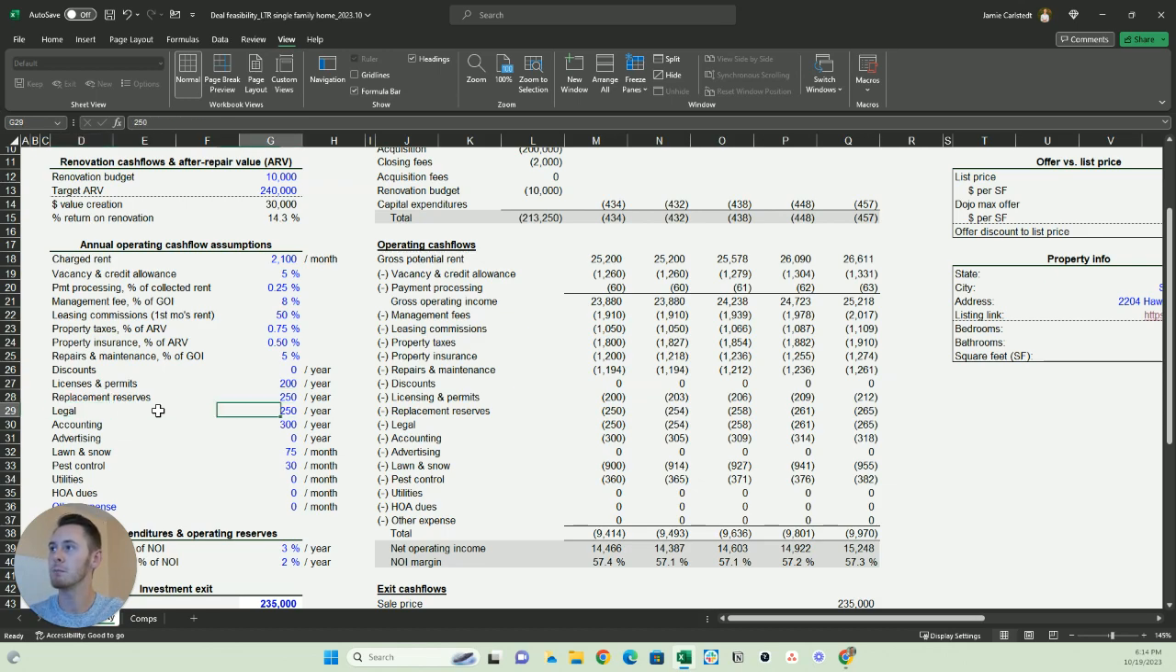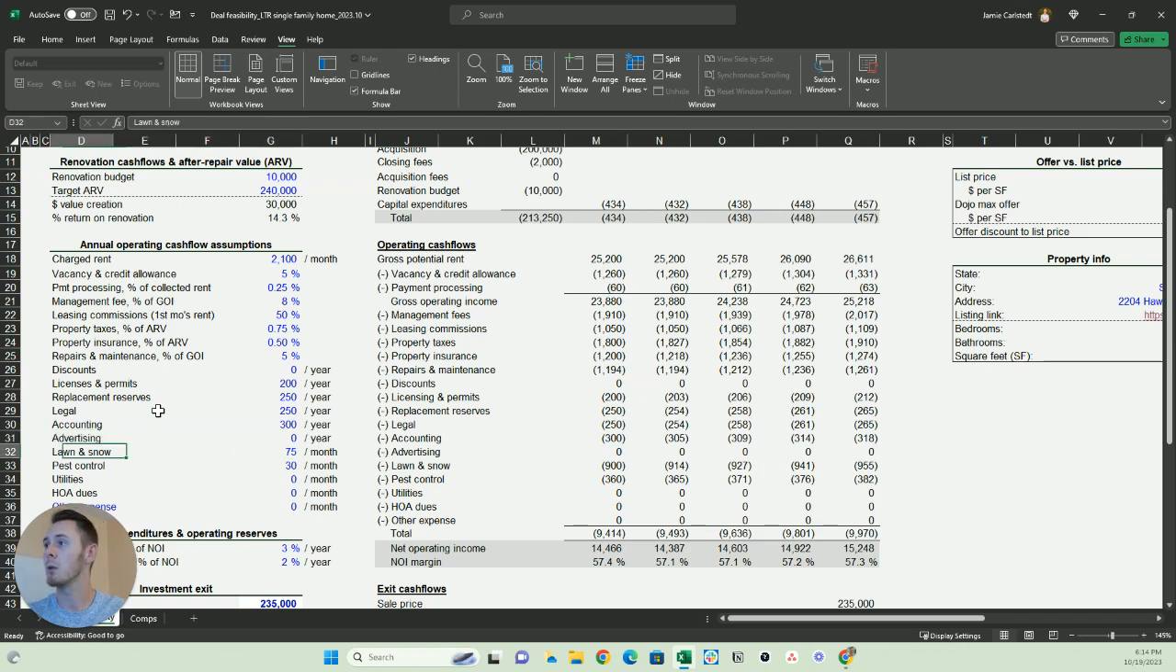So then you have legal. You're going to have some legal expenses. I'm throwing in $250 a year, accounting, $300 per year, advertising. Well, if I'm paying this manager 8% to manage it and then 50% of the first month's rent to put a tenant in there, I would really hope that I'm not paying for advertising because that's what I'm paying them for.